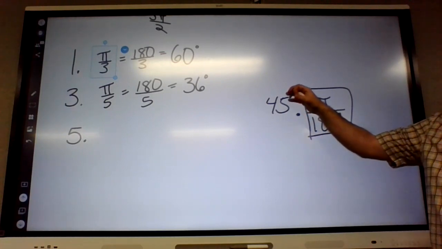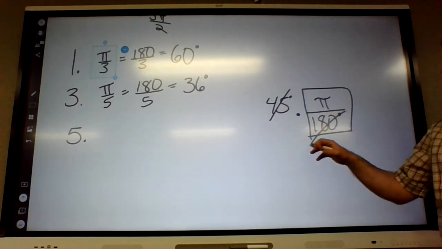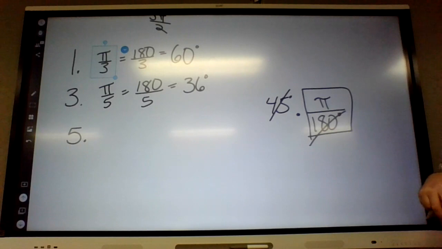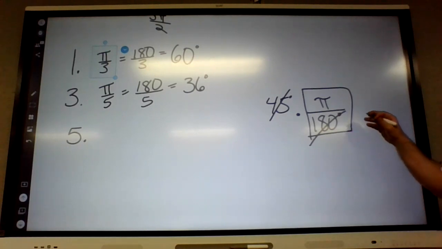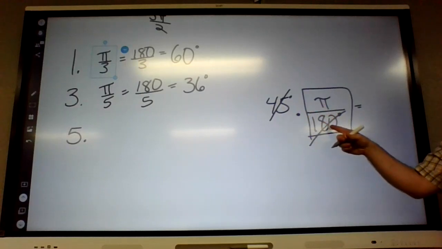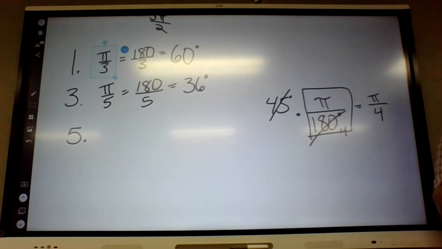Usually, and your calculators are pretty good at this, you're not supposed to get a decimal. I think you guys all have good calculators, right? It should spit out a fraction here. That's the version we want. So 45, for example, goes into 180 like 4 times. So that should reduce to pi over 4. Make sure your calculator does that.